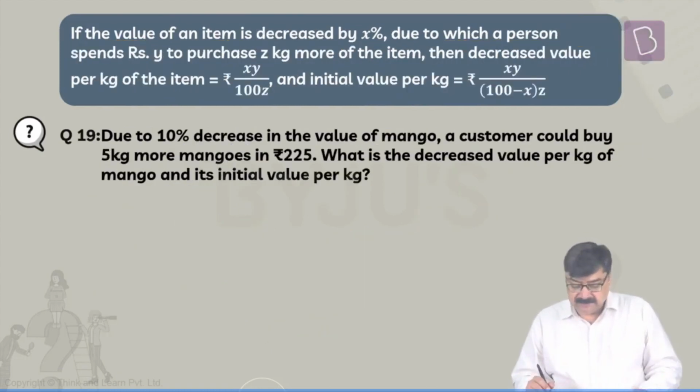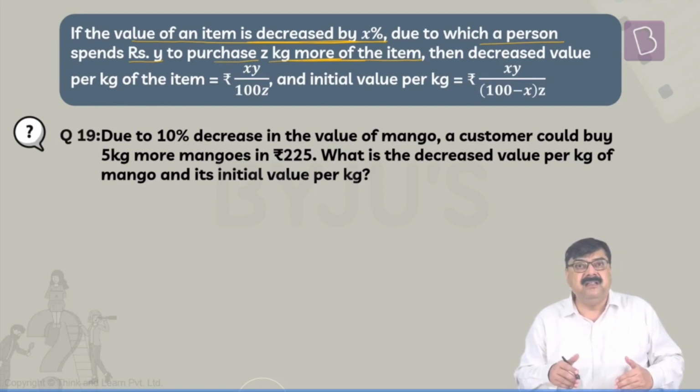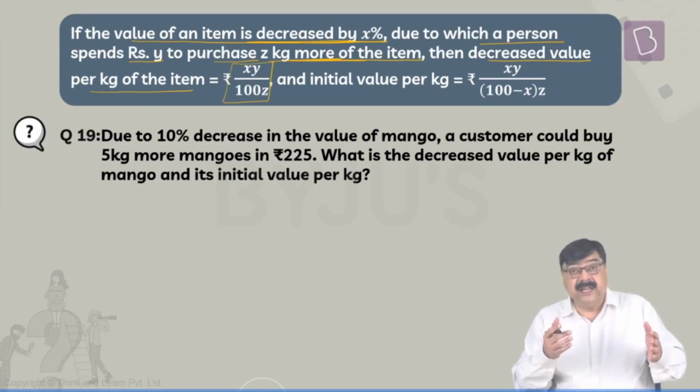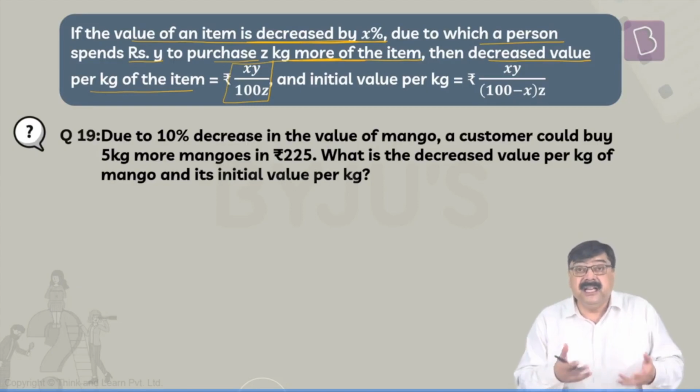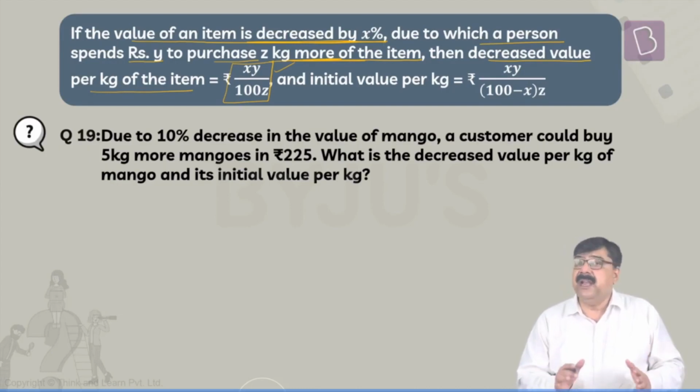Now look at the next one. In the previous question, the value was increasing by 10%. But here, if the value of an item is decreased by X%, see that is the difference here, due to which a person spends rupees Y to purchase Z kg more. Well, if the price has become less for an item, you would tend to purchase more of that item. Then decreased value per kg of the item is XY by 100Z. When you have decreased it by a certain percentage, then the decreased value is how much? Same as used in the previous case, and that is XY by 100Z.